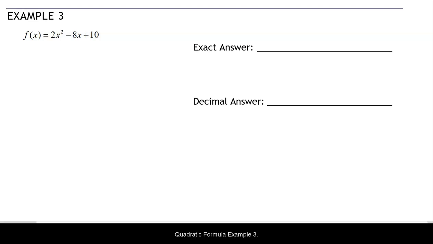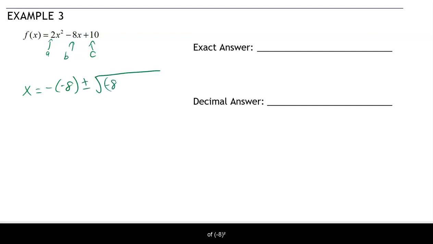Quadratic formula example 3. f of x equals 2x squared minus 8x plus 10. So our a value is 2, our b value is negative 8, and our c value is 10. So plugging that into my quadratic formula, x would equal negative 8 plus or minus the square root of negative 8 squared minus 4 times 2 times 10, all over 2 times 2.